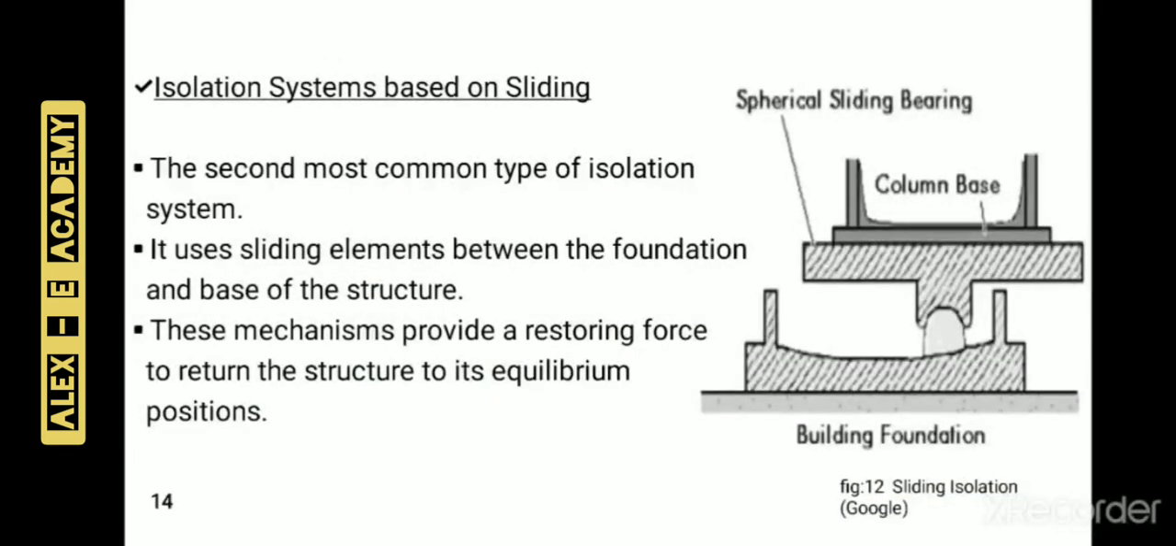Now, let's see the second type of base isolation device: isolation system based on sliding. The second most common type of isolation system uses sliding elements between the foundation and base of the structure. In this type of isolation system, the sliding displacements are controlled by high tension springs or laminated rubber bearings, or by making the sliding surface curved. These mechanisms provide a restoring force to return the structure to its equilibrium position. Isolation system based on sliding can be provided with or without recentering capacity.